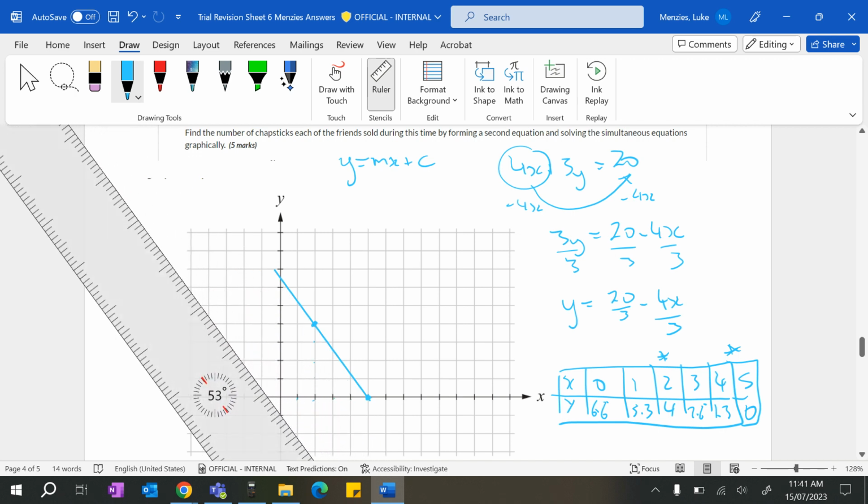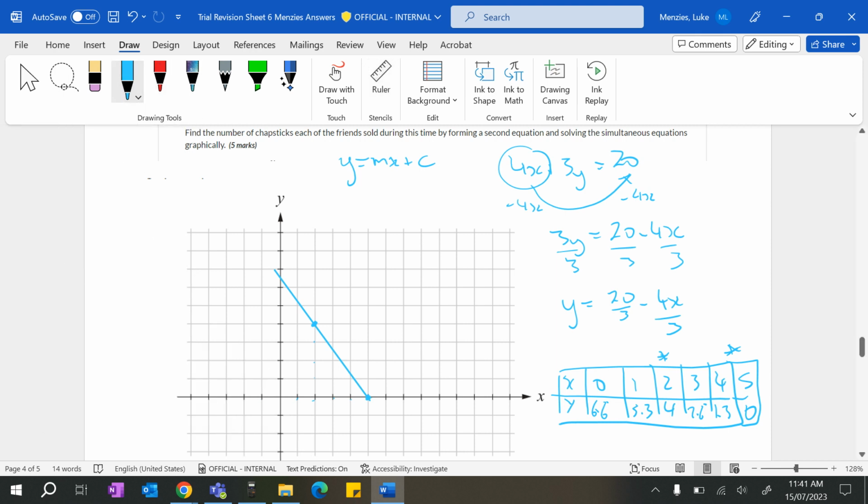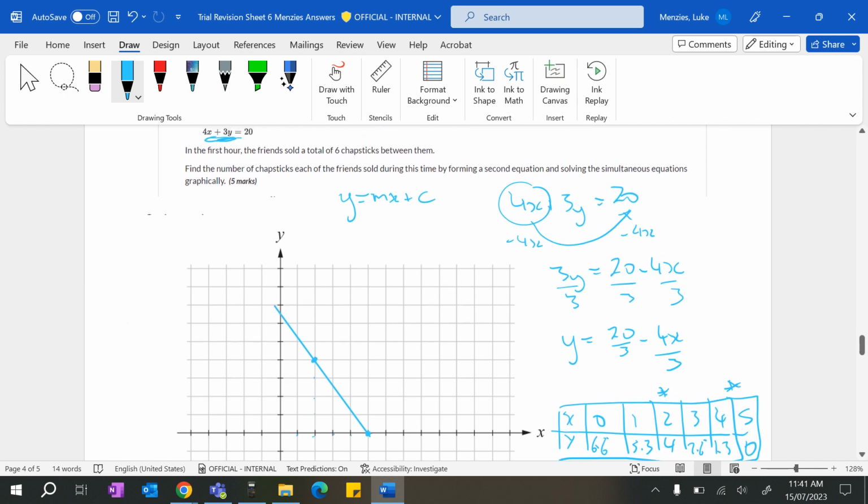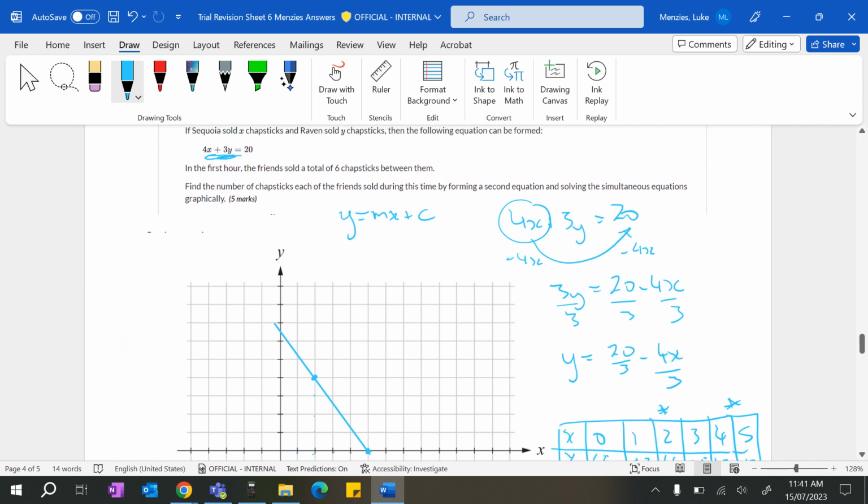All right, so I've got that one. That's fine. Oops, I'll give him a ruler. Okay, now the second equation is probably where the other one, which we have to draw.